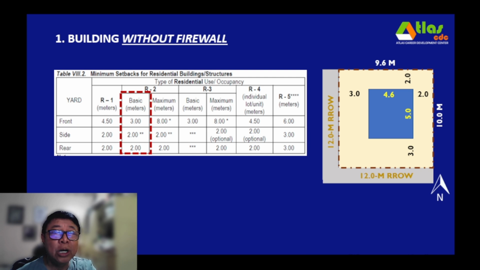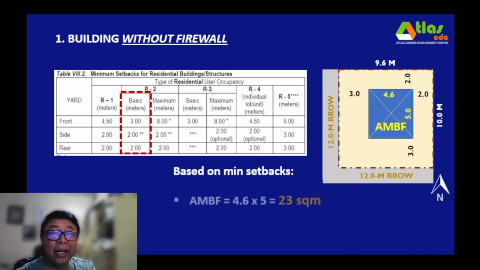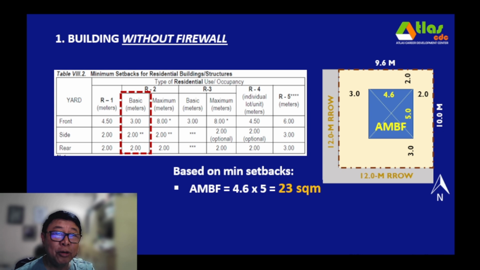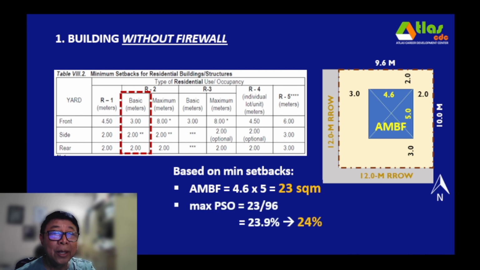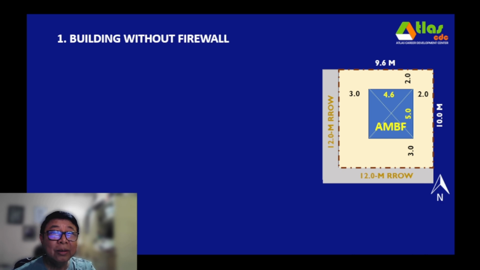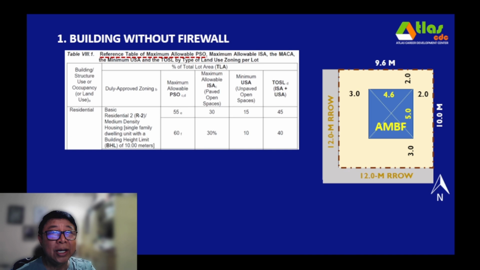So if you are going to compute for the area of this blue portion, that is using the maximum dimensions, you will arrive at the allowable maximum building footprint that is based on the minimum setback. So you will have 4.6 by 5 will give you 23 square meters, and its corresponding percentage or the maximum PSO will be 23 divided by the total lot area of 96 square meters will give you 23.9 or around 24%.